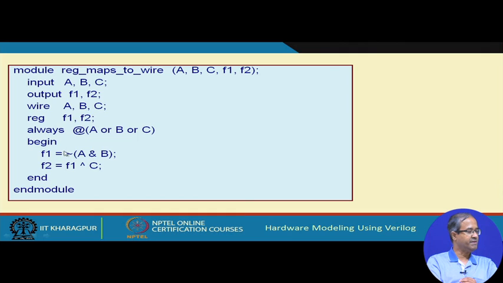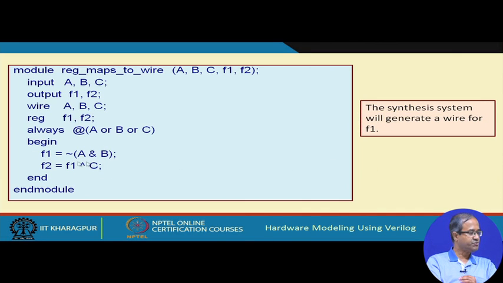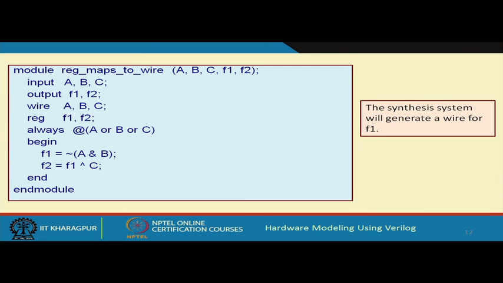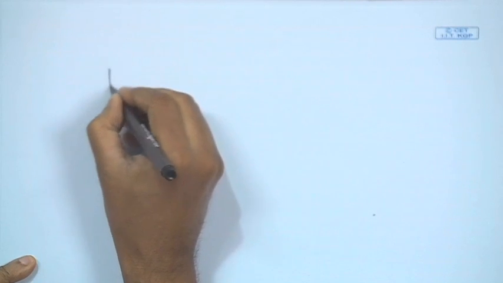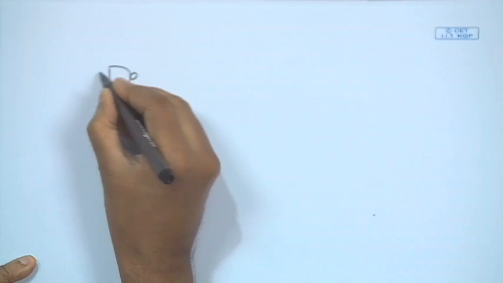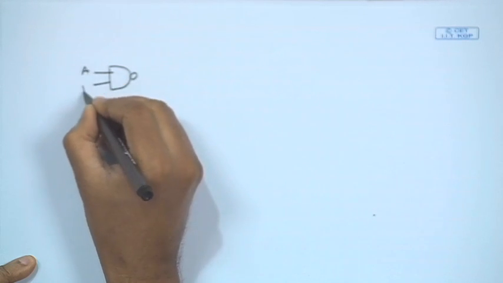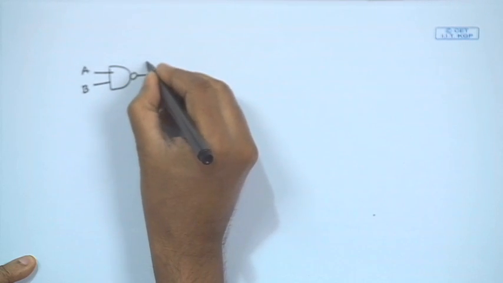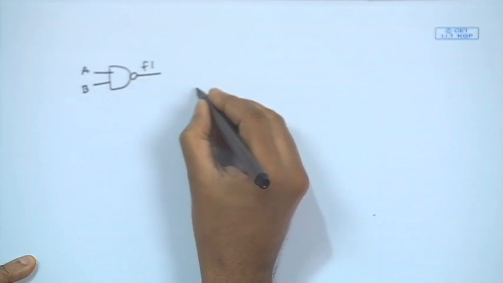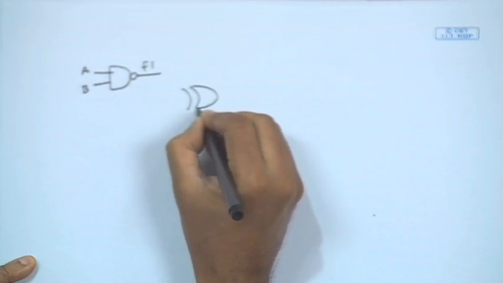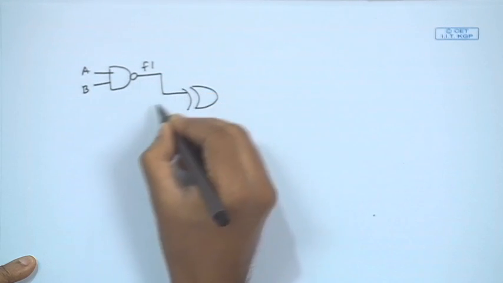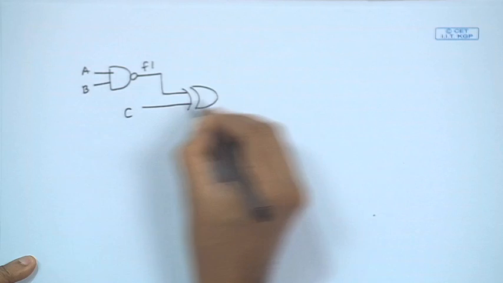The meaning is this. Okay. So, here F1 will be doing a NAND and F2 will be doing an XOR with F1 and this. Now, you see the first one will be generating a NAND, next one will be generating an XOR. First gate will be a NAND, where the inputs will be A and B and the output will be F1. Second one will be an exclusive OR gate, where one of the inputs will be F1 and the other input will be C and the output will be F2.